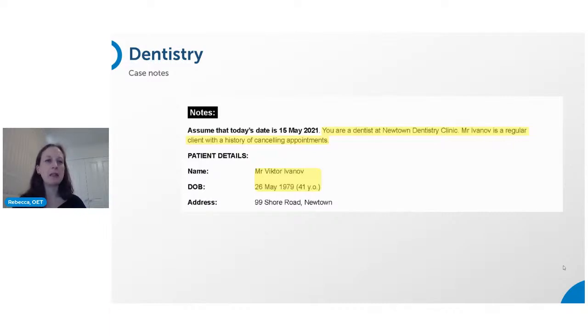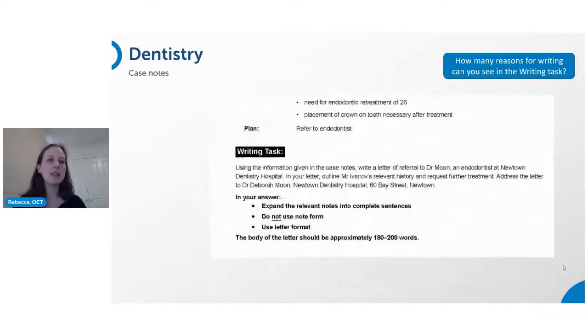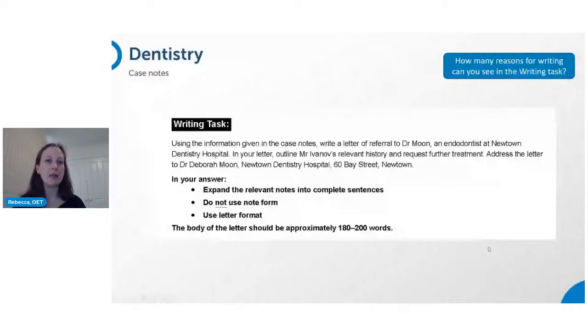Now, next, we need to understand the reason for writing the letter. And it's a good idea to read the writing task a couple of times to make sure you fully understand it and have noticed all of the information your letter needs to communicate. So I want you to have a look at the writing task. It doesn't matter if you are not a dentist or you are a dentist. Have a look at the writing task now and answer this poll question, which is coming through in the chat.